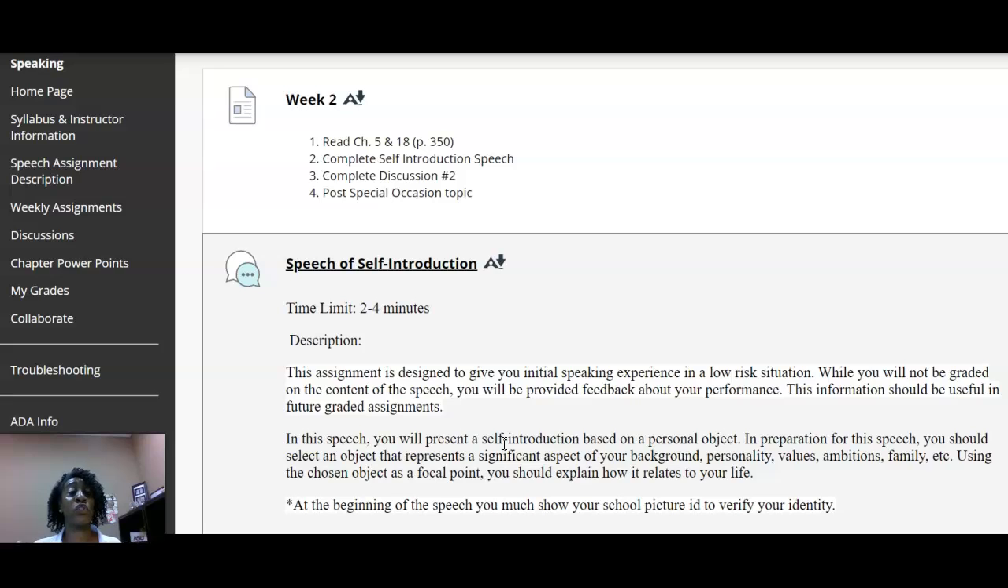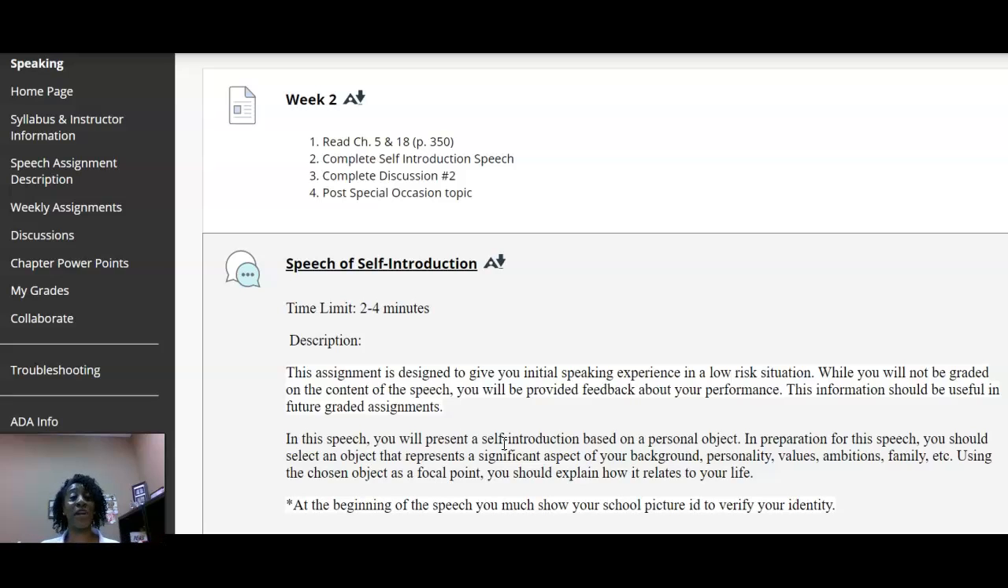So make sure you refer to the instructions that I'm posting in announcements on how to do a video on Screencast-O-Matic. It's super simple, it's quick, and it's easy. So in this speech of self-introduction, you want to make sure that you are introducing yourself and you're using an object to do that. Remember, we reviewed the rubric last week.